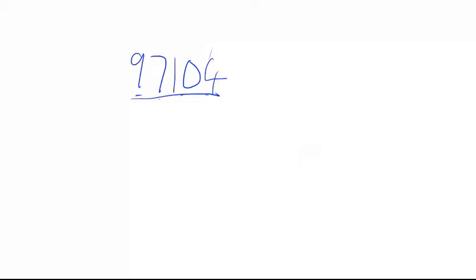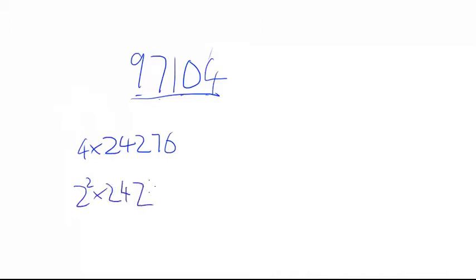So let me just take out my calculator here. It says 97,104 divided by 4 equals 24,276. So it's 4 times 24,276. But I'm going to write the 4 as 2 squared because that's what you do when you're factorizing. 24,276, well, this is still even, which means I can still divide by 2.